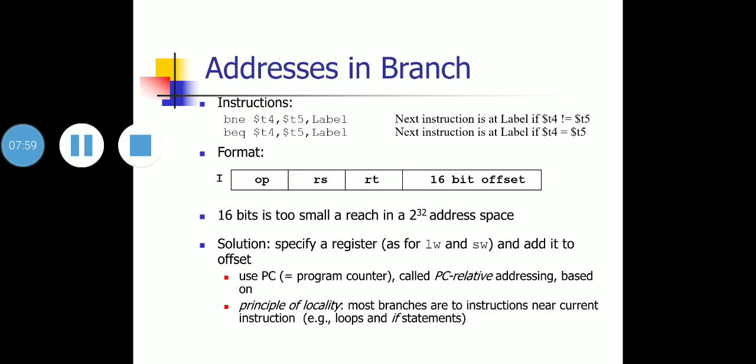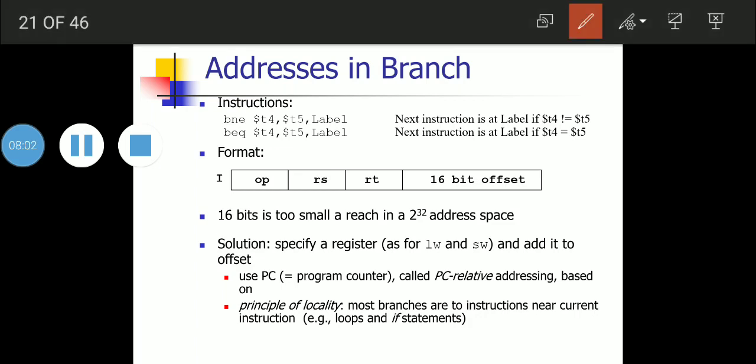Instruction BNE $T4, $T5, label. What this means is that the next instruction is at label if the content in the register $T4 is not equal to $T5. And not equal to is represented by exclamation mark equal to. And BEQ, what is this BEQ? Branch if equal. If the contents in the register $T4 is equal to the content in the register $T5, then the next instruction will be at label.